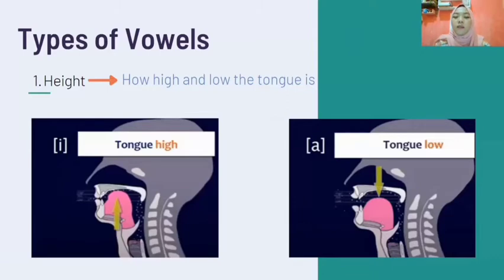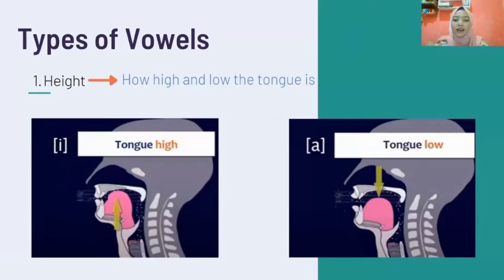I would like to present about the types of vowels. If we're talking about the types of vowels, there are only three types. The first one is height, the second is backness, and the third is roundedness. So let's talk about this in turn.